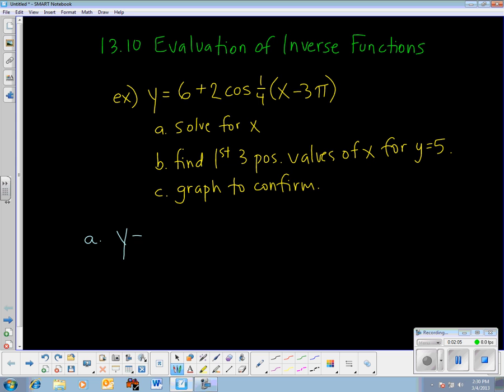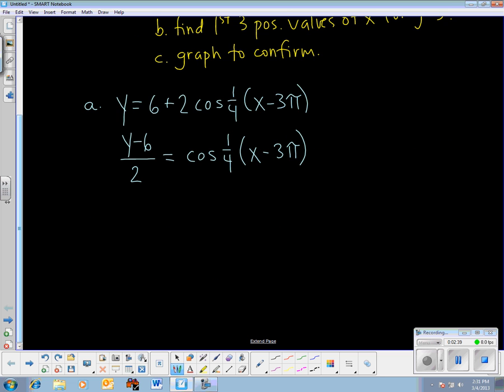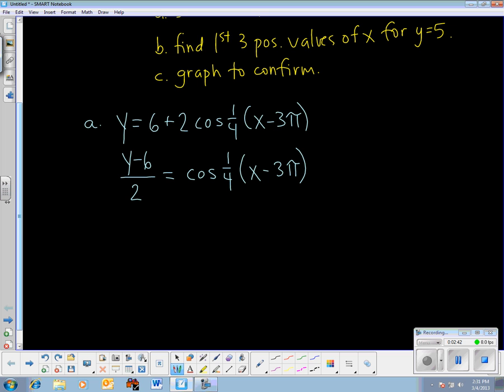So I'm just going to rewrite the original, and then just do some algebraic steps to get x by itself. I'm going to start by subtracting 6 from both sides. What's going to be left on the right is 2 cosine of the fourth, on and on. I'm going to go ahead and divide by that 2, just to speed up the process a little bit. Once you get the hang of this, you'll probably be able to do it all in 1 or 2 steps, but let's not cut out too much just yet. So what I did was subtract 6 and divide by 2.